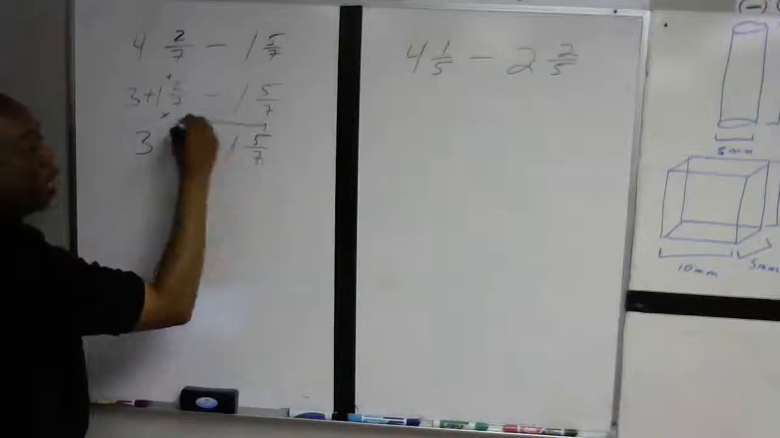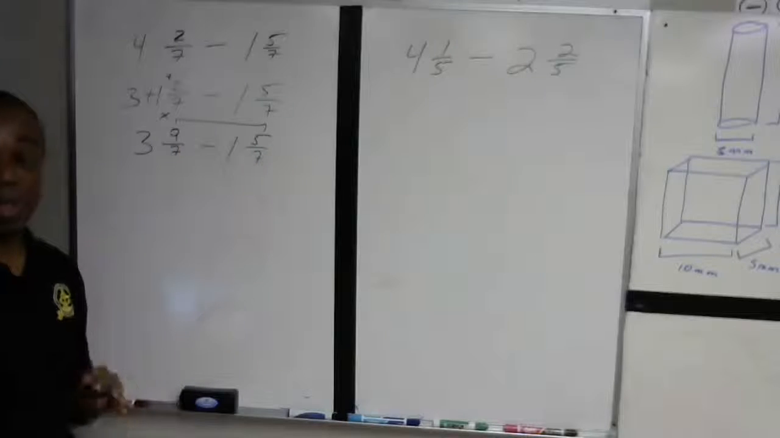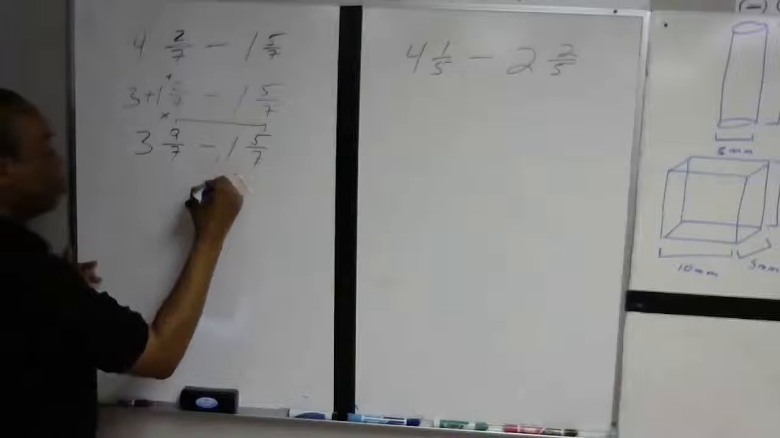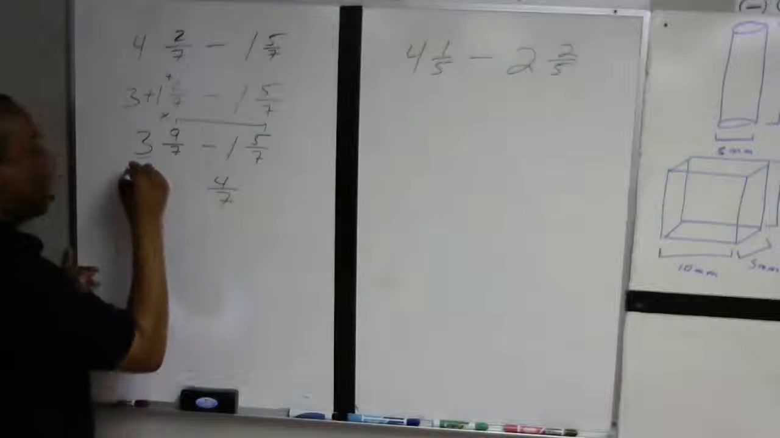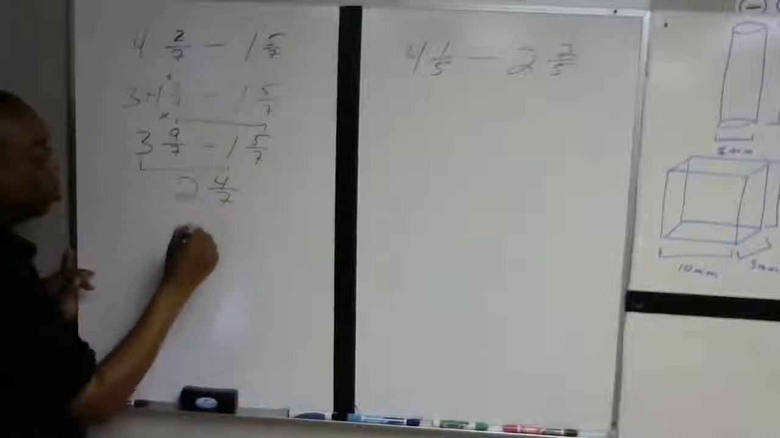Now we can subtract the fractions. So 9 over 7, take away 5 over 7 becomes 4 over 7. And 3 take away 1 for the whole numbers becomes 2.